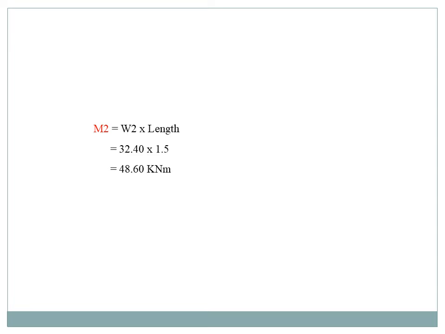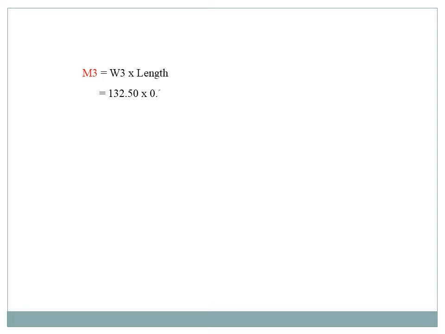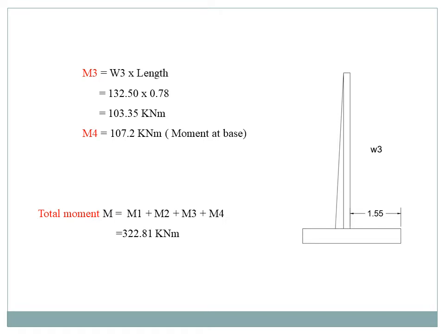M2 is the base slab, simply W2 into length. So what is our base slab width? This is a rectangular portion. So this is 3 meter. So 3 divided by 2 is equal to 1.5 meter. So 32.4 into 1.5 meter is equal to 48.60 kilonewton meter. Next, M3 is equal to W3 into length. See the diagram. W3 is the soil area. This is also a rectangular portion. So 132.50 is W3 and length is 1.55 divided by 2. So 0.78. So 103.35 kilonewton meter.